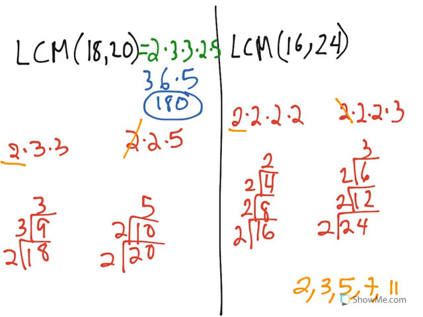Let's cross off the duplicates. We have a lot of duplicates this time, which means that the least common multiple of 16 and 24 is going to be 2 times 2 times 2 times 2 times 3. I'm trying to squeeze it in there. 2 times 2 times 2 times 2 is 16, times 3 is 48. So the least common multiple of 16 and 24 is 48.